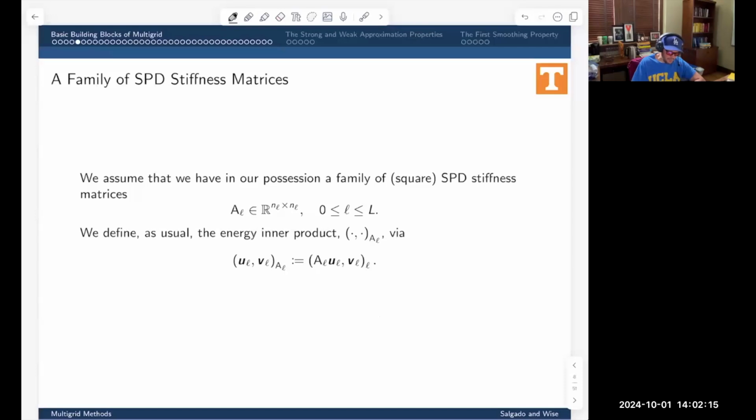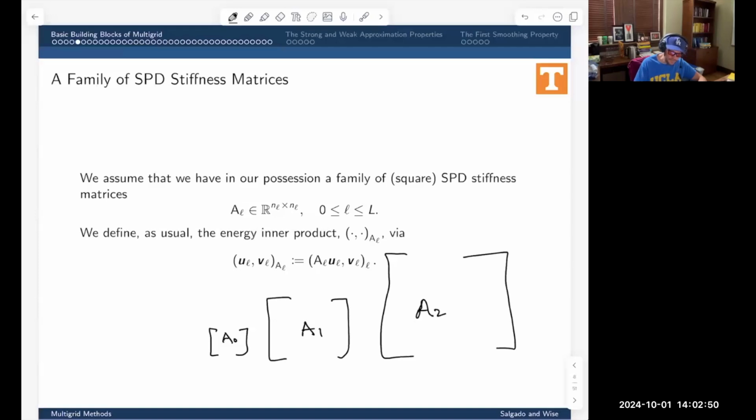So I need to have a family of stiffness matrices A_L from L equals 0 to L equals capital L. Capital L is going to represent for us our finest possible mesh. So these stiffness matrices get larger and larger. They're always going to be square, always positive definite, but they just start ballooning up, etc. They're always SPD. Maybe the eigenvalues are related to each other, maybe not. We'll get into that momentarily.